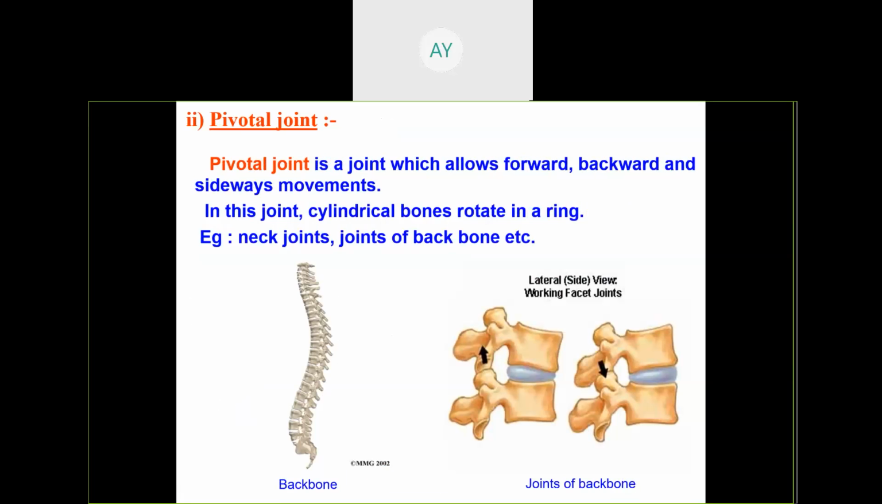Pivotal joints means that type of joints which allow forward and backward movement. I'm telling you, if you are doing exercise, if you are doing Surya Namaskar, you will observe these things. You give the movement of your body in forward and backward direction only due to the movement of your backbones.